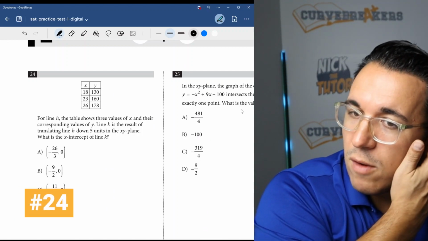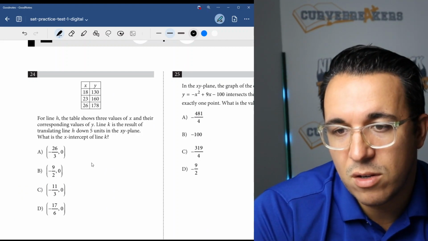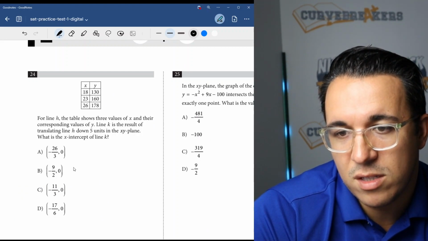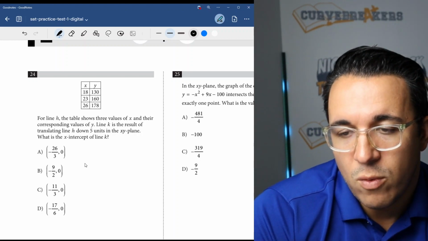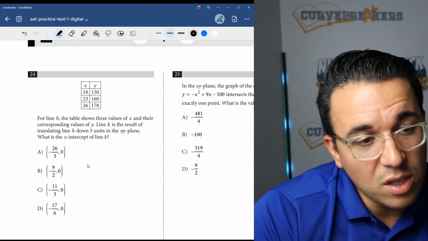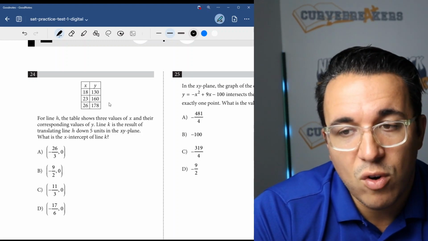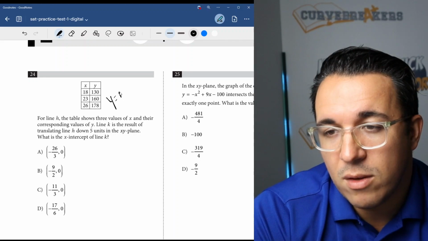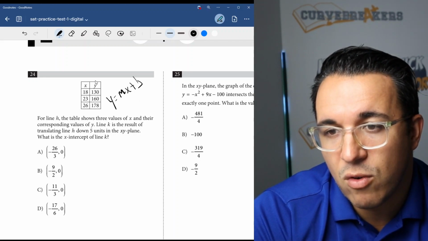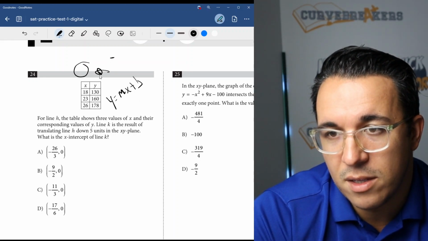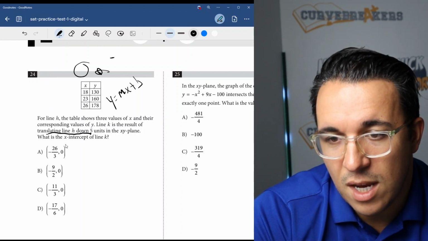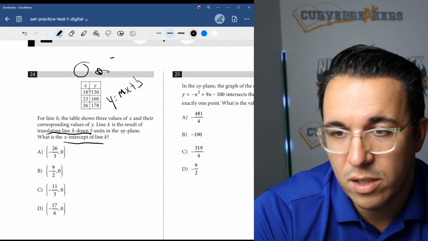All right, 24. For line h, the table shows 3 values of x and their corresponding values of y. Line k is the result of translating line h down 5 units. What is the x-intercept of line k? So there's a lot to do here. This is definitely going to be a harder problem, but let's get the slope first, right? Remember the equation of a line, y equals mx plus b. We want to create this line, translate it down 5 units, and then find the x-intercept, right? So let's find this line first.